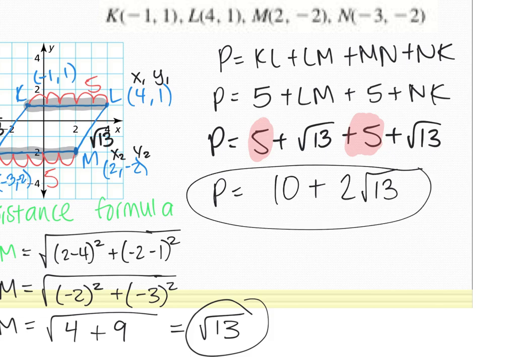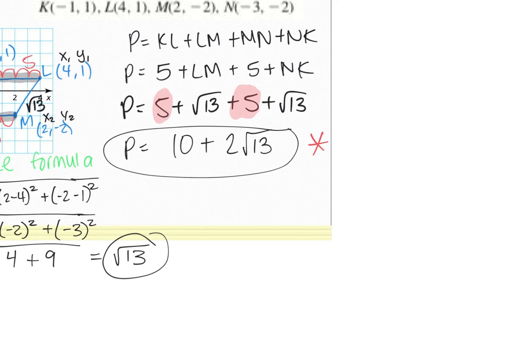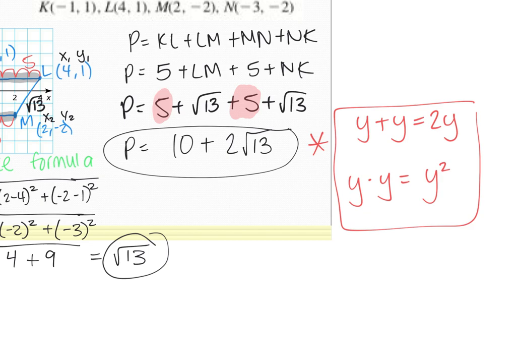Let's see why. Guys, this is very important. Please write a side note over here. If you have y plus y, does that give you y squared? No. What does it give you? 2y. If you have y times y, that gives you y squared. Do you guys see the difference? This is mega important.